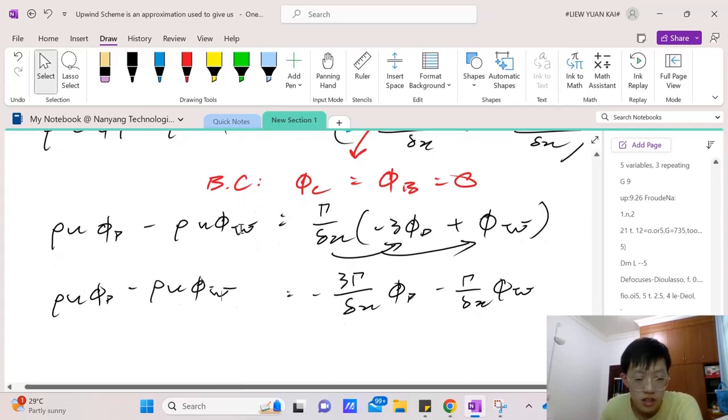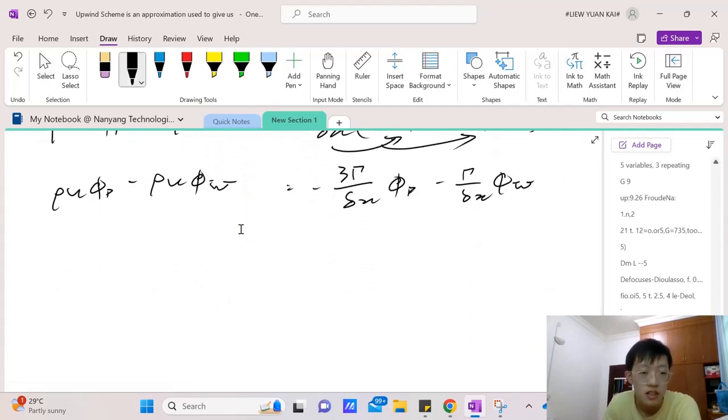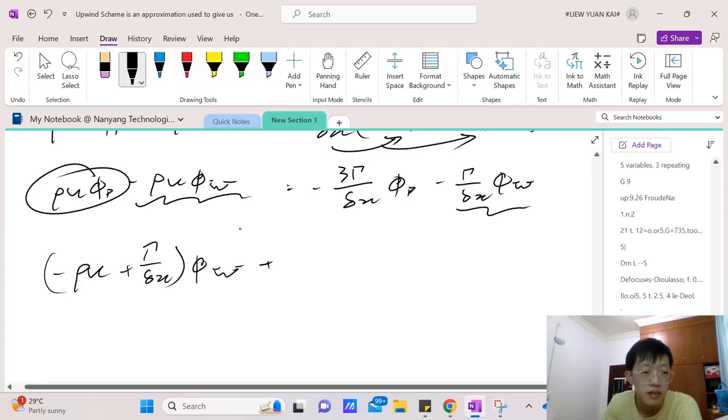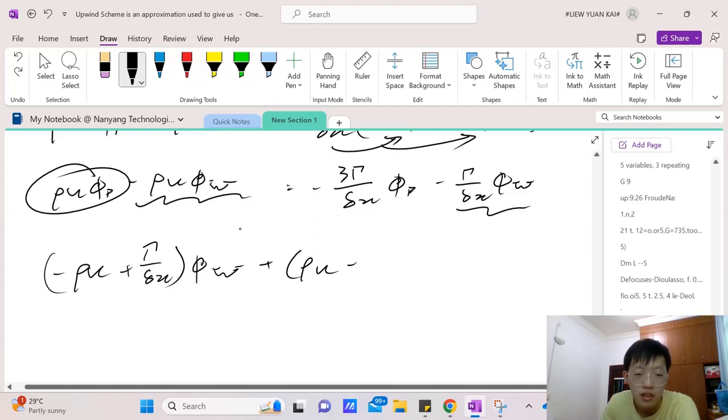And now we collect all the terms together. I'm going to put the W terms together first. So we have W here and W here, so this becomes positive gamma, and then you factorize out phi W. Then we have the phi P terms. The first phi P term is here, so rho U. Then the next one is this. So negative 3 gamma becomes positive 3 gamma.